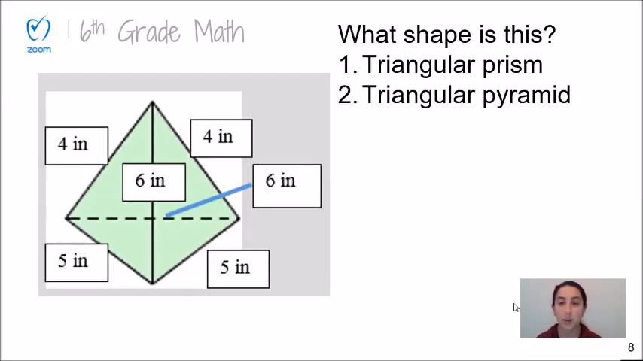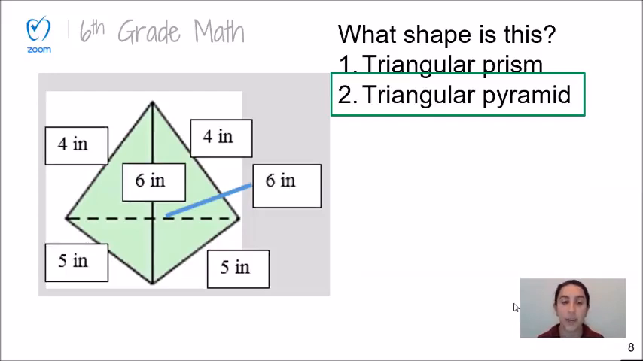If you think it's a triangular prism, when I say go, you'll hold a 1 up so that your teacher can see it in your video. If you think it's a triangular pyramid, you'll hold a 2 up so that your teacher can see it in your video. Ready? Go. If you said that this was a triangular pyramid, you were correct. The reason why this is a triangular pyramid is because it only has one base.